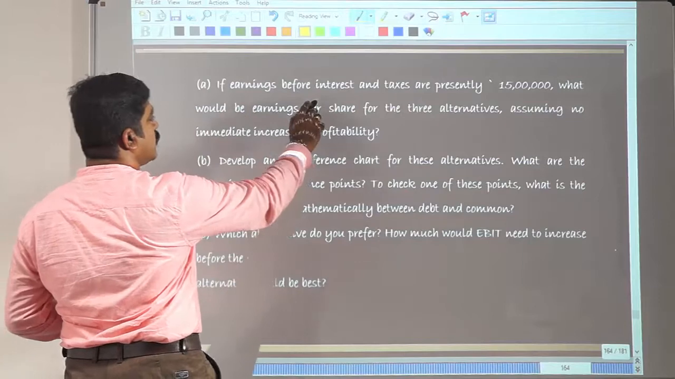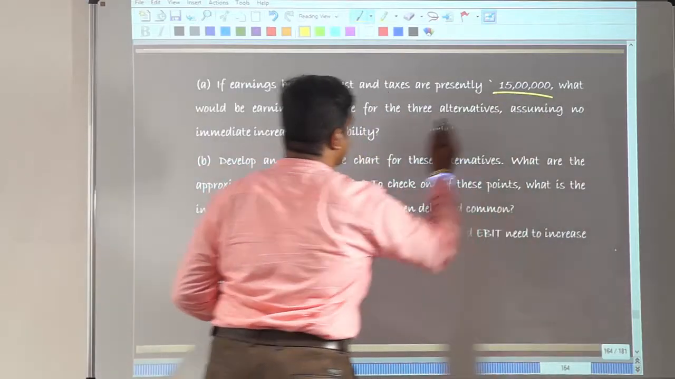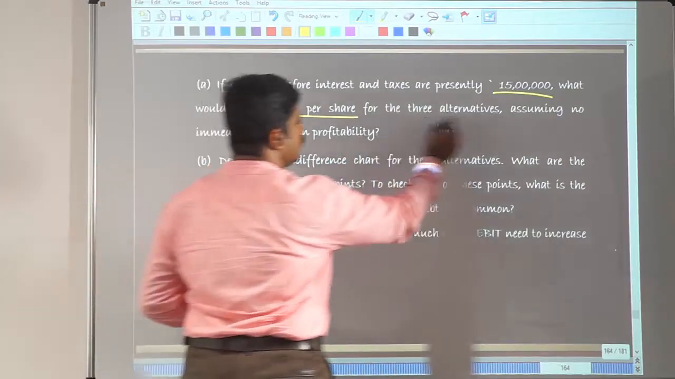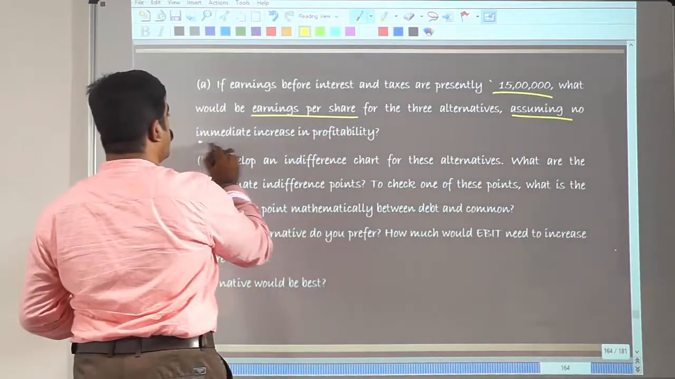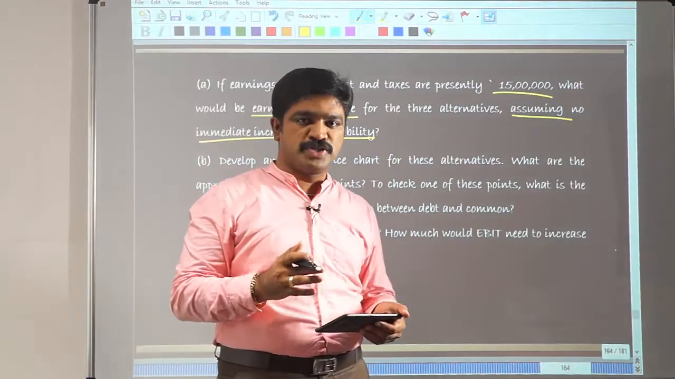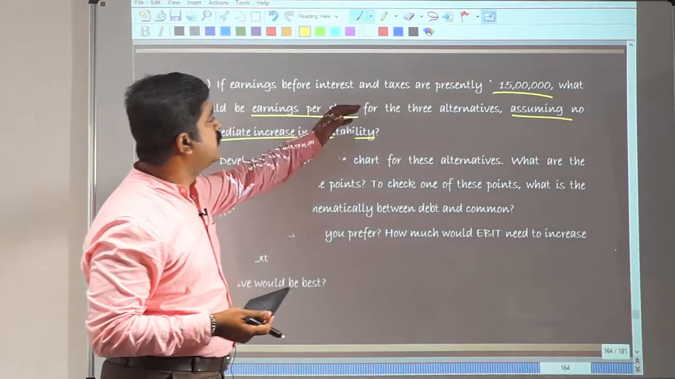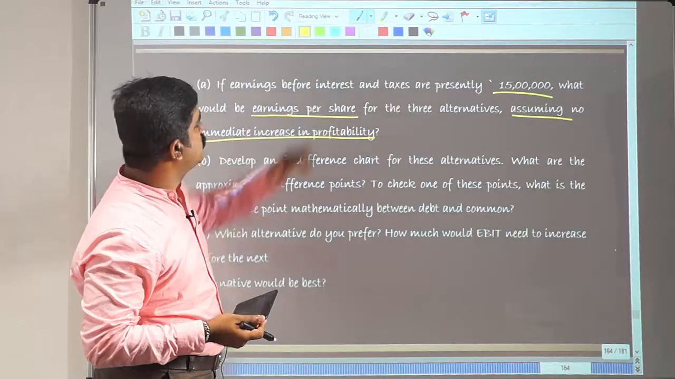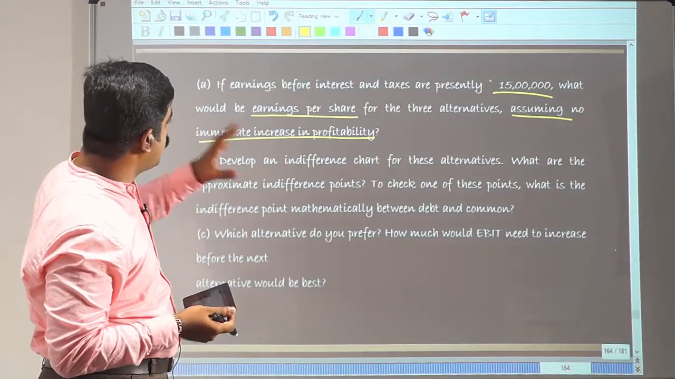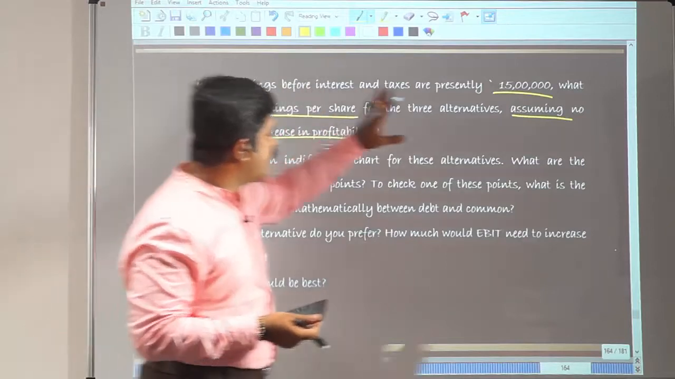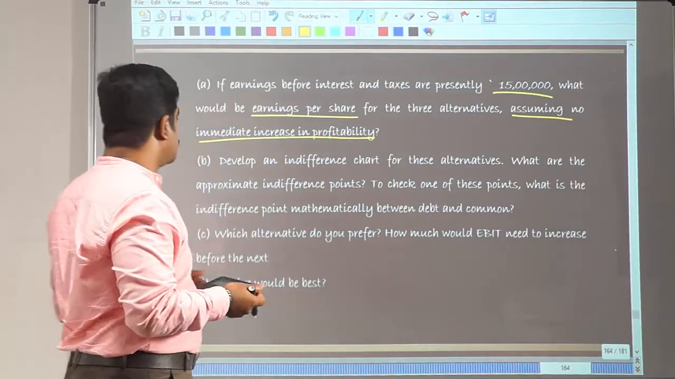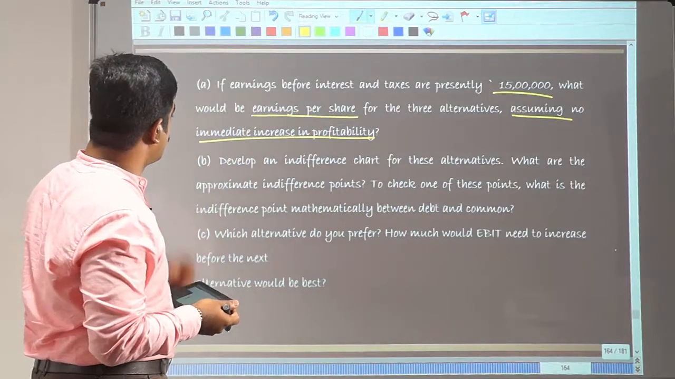If earnings before interest and taxes are presently 15 lakh, what would be the EPS, earnings per share, for the three alternatives assuming no immediate increase in profitability? That is, we have to find out earnings per share with EBIT of 15 lakh, because the question says there is no immediate increase in profitability. So we have to find out what is EPS if your EBIT is going to be the same 15 lakh, but you have to factor other expenses, something like interest or preference dividend.